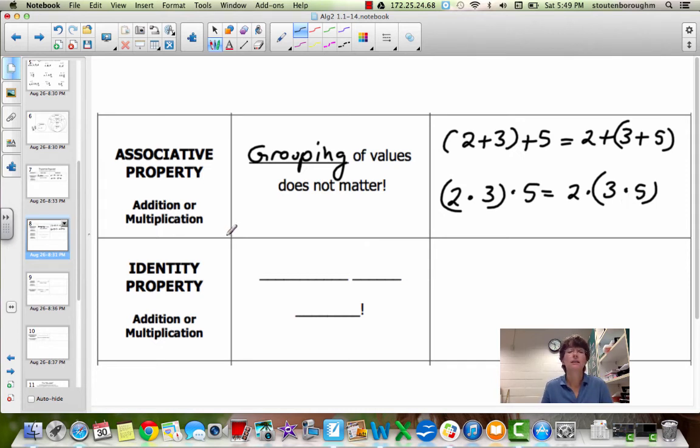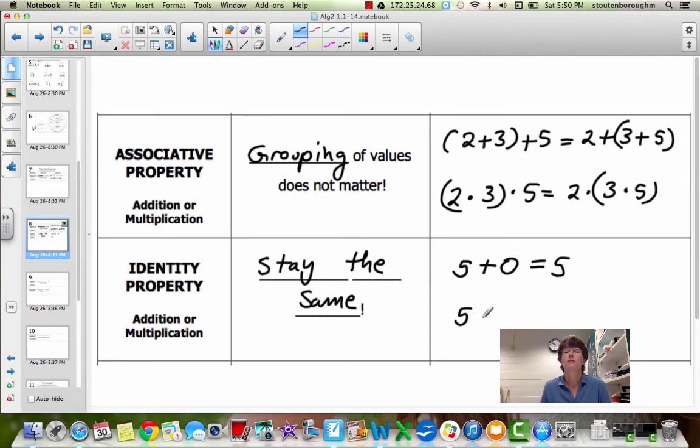Okay? The identity property for addition or multiplication basically states that our numbers stay the same. And they're a little different for addition and multiplication. So for addition, the identity property says that if I take a number and I add 0 to it, I'm going to keep the same number as I started. Multiplication says if I take the number and I multiply it by 1, I'm going to keep the same number that I started with. And we do use that in very simple solving equation problems.